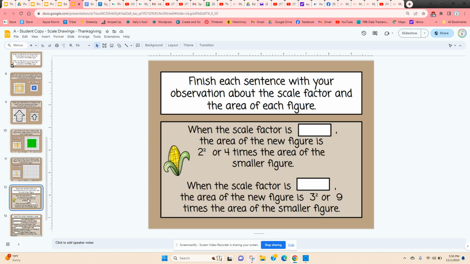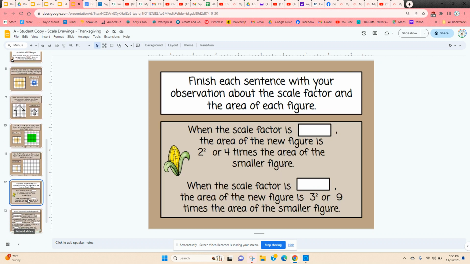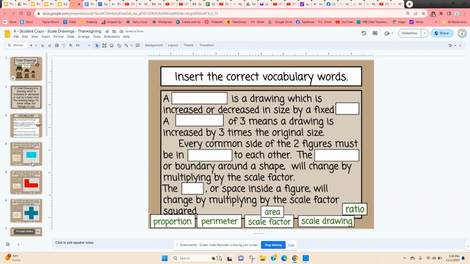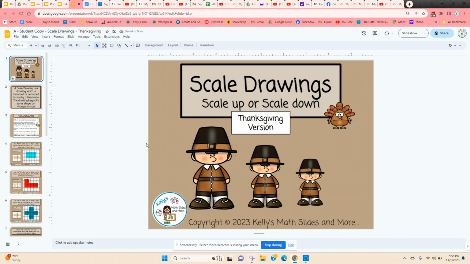And then a little review of what happens to the area. And then the final slide, you're going to use these terms. Again, you can go back and refer to slide 3. And you're going to drag and drop these into the correct place in the sentence frames. So that is a lesson on scale drawings. This is a Thanksgiving version.